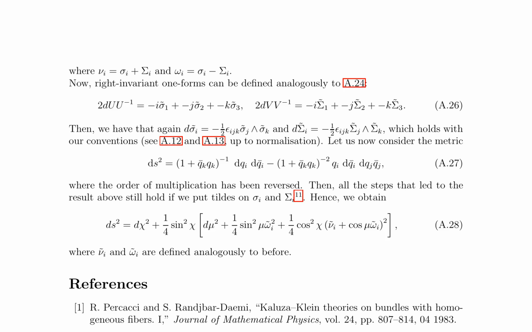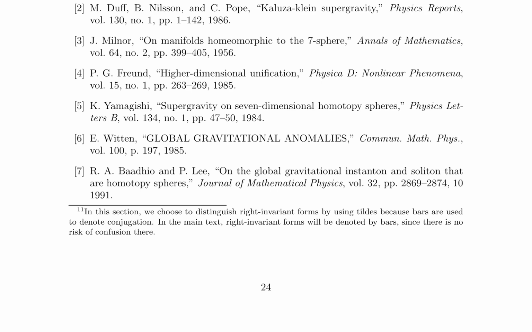The paper discusses the geometry and physics of exotic spheres, focusing on their implications for Kaluza-Klein theories and supergravity. It begins by defining right-invariant 1-forms, which are crucial in understanding the curvature and geometry of these spaces. The metric in equation A.27 is introduced, leading to the result in equation A.28, which describes the compactification of D equals 11 supergravity on an exotic S7.